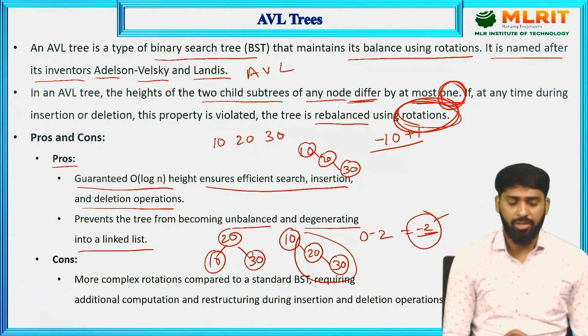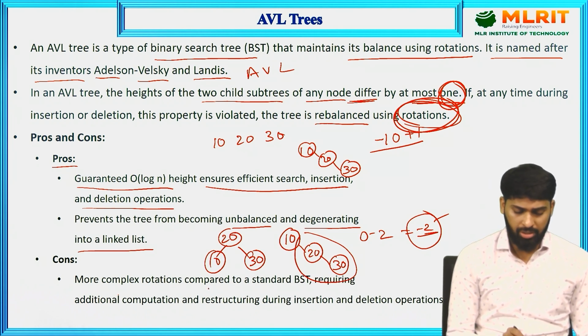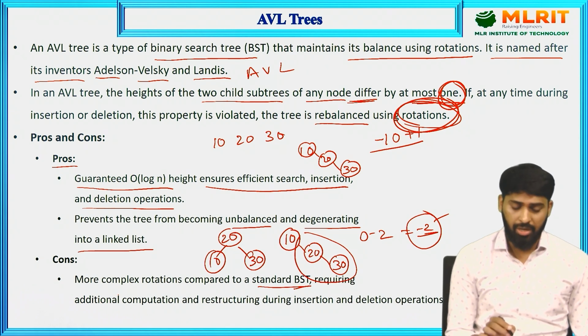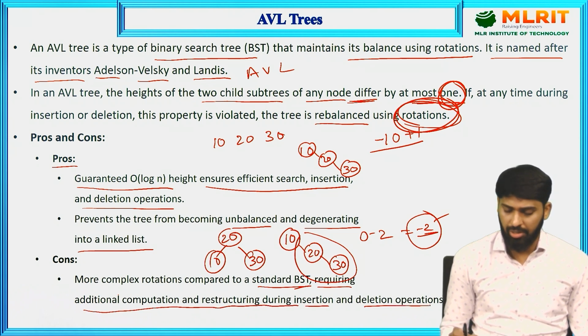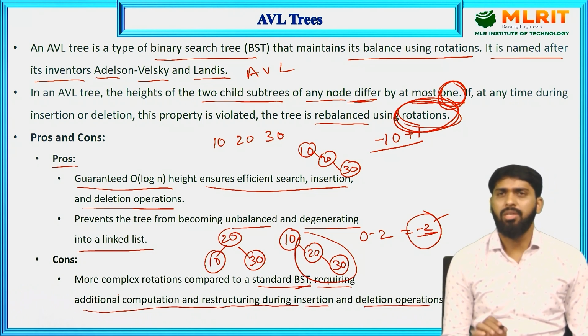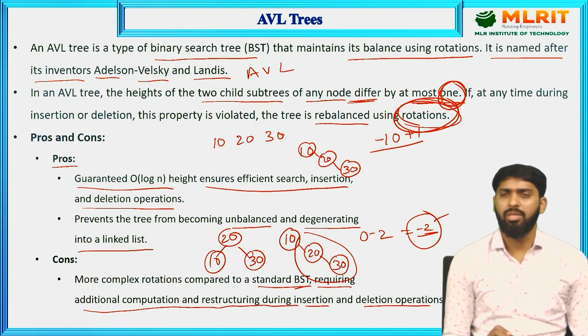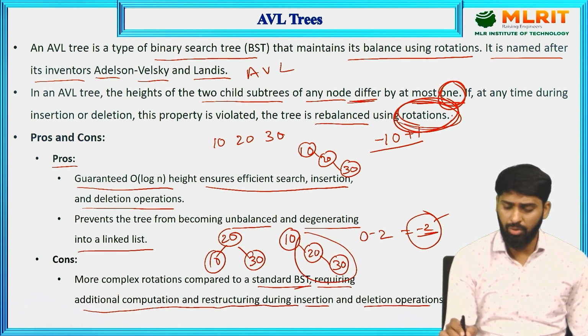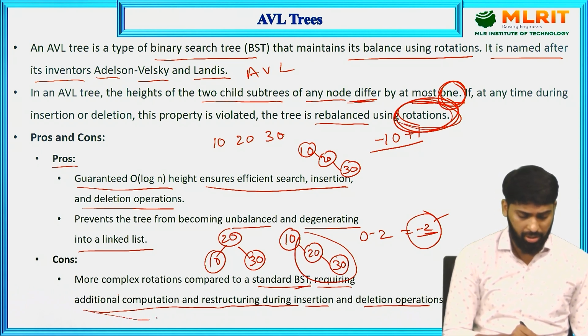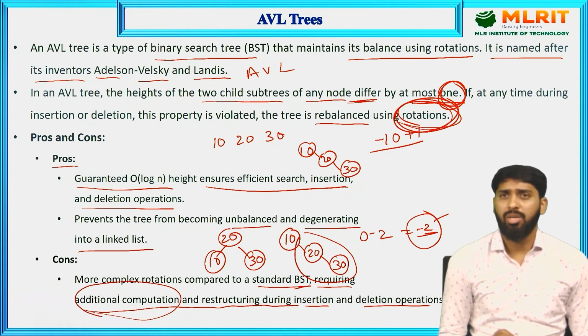Now coming to cons. More complex rotations compared to a standard BST. Here we apply some rotations, requiring additional computation and restructuring during the insertion and deletion operations. If it is a binary search tree, it is very simple to insert the data. But if it is an AVL tree, when we insert or delete data, again you are going to check one factor, that is balance. If it is unbalanced, then rotation. So for this we do some additional computations. So that is a con of the AVL tree.